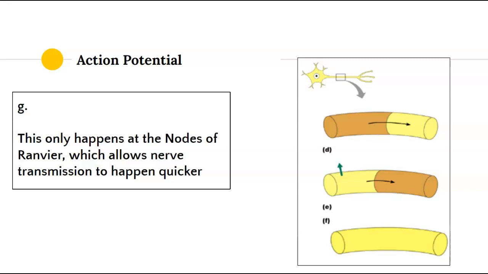Now, this swap of sodium and potassium happens at the nodes of Ranvier. Remember, nodes of Ranvier are those gaps in between the myelin sheaths, so this is direct access to the axon. We don't have to go through the myelin sheath and then the Schwann cell to eventually get to the axon. If this only happens at the nodes of Ranvier, then transmission happens way, way faster because it's just one membrane that you have to work through instead of 4.